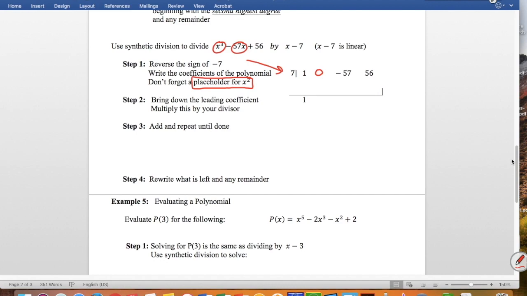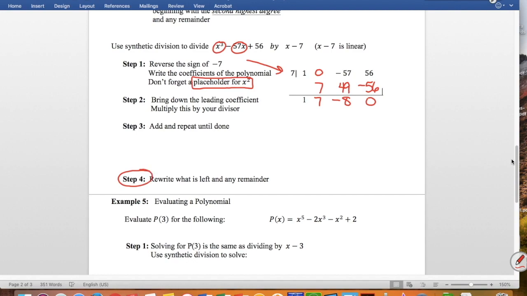So 1 times 7 is 7. 0 plus 7 is 7. 7 times 7 is 49. Negative 57 and positive 49 is a negative 8. Negative 8 times 7 is negative 56. And then 56 minus 56 is 0. Add and repeat until done. We've done that. And then step 4.